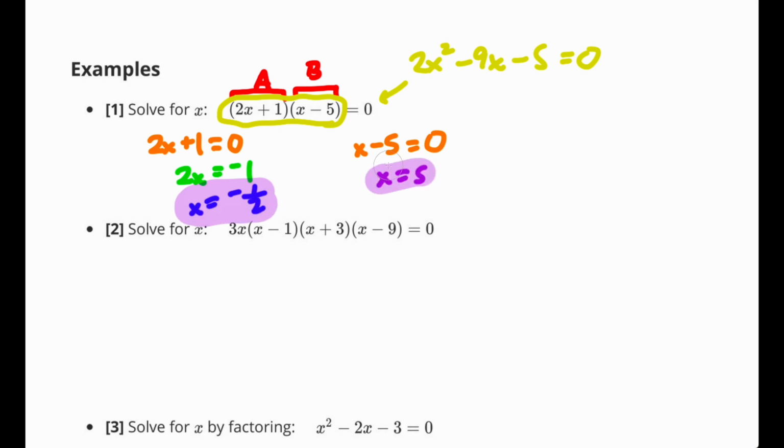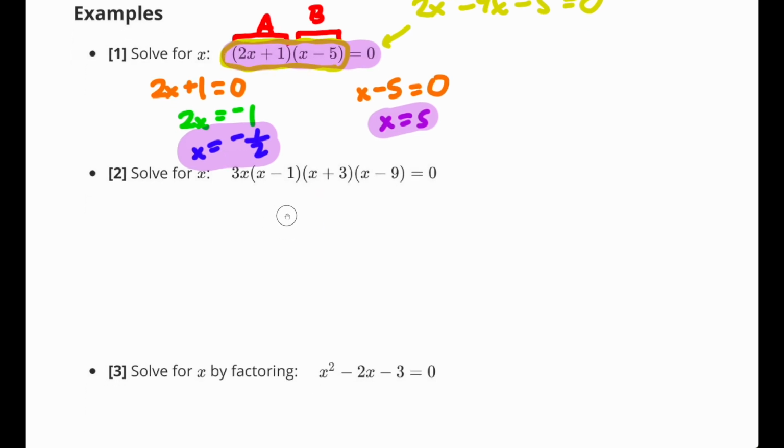And I say or because x can't be equal to 2 values at once. You can't say x equals 5 equals negative 1/2. It's either x equals negative 1/2 or x equals 5. You do have to put both of them down as the solution though, because either of them could make the original equation right here true. So that's the first one.